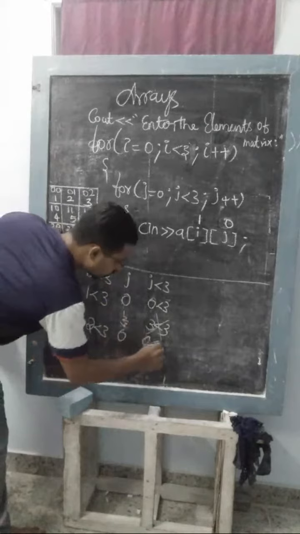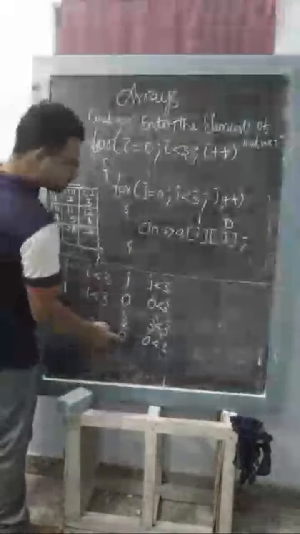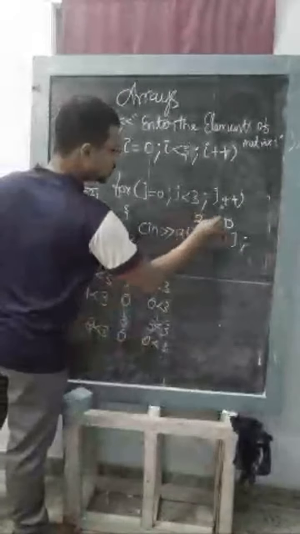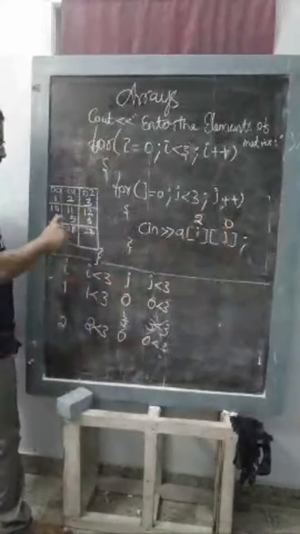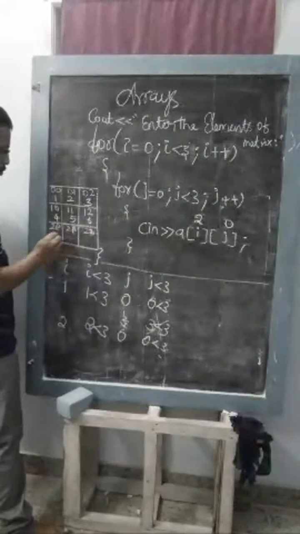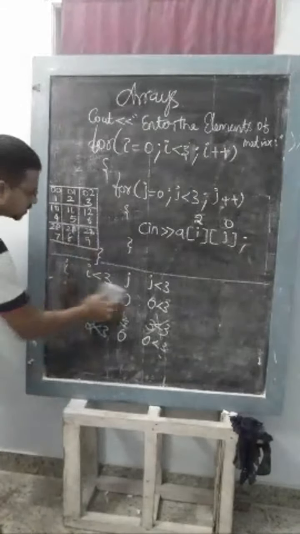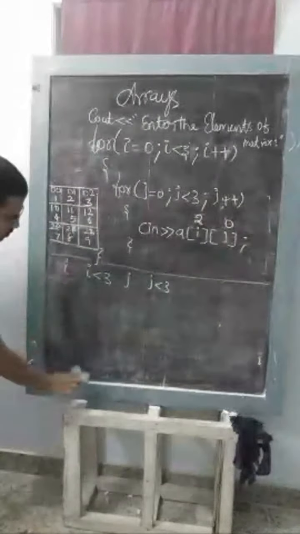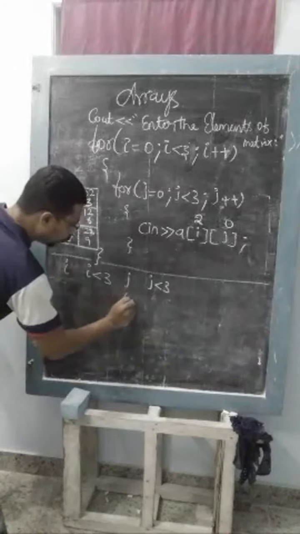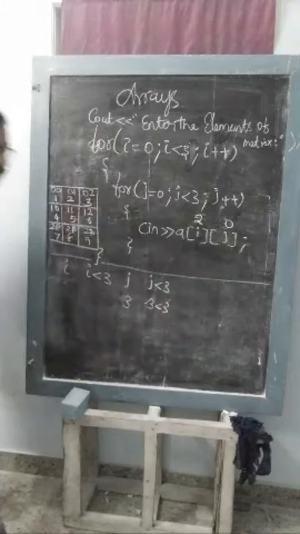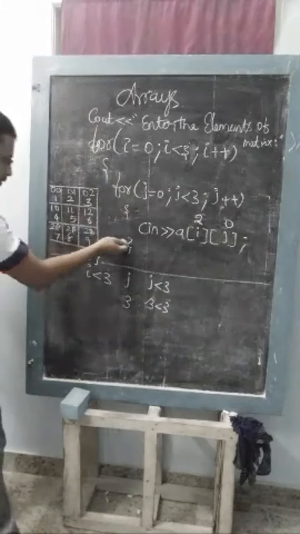So 0 less than 3. The I value is 2 and J value is 0, so 2,0. And then 2,1, and then 2,2. So 7, 8, 9. Once J value reaches 3, 3 less than 3, the condition is false. And again, it will come out of the loop.